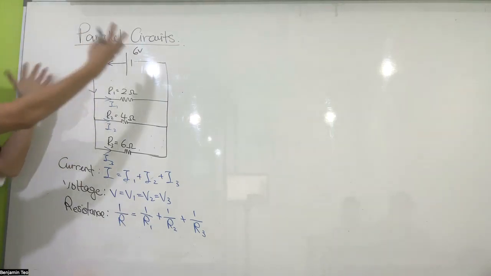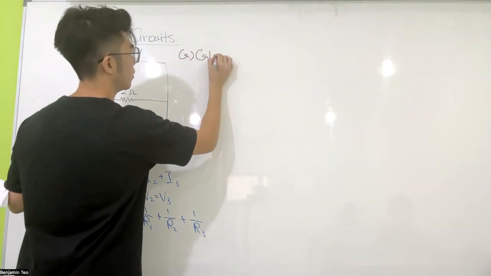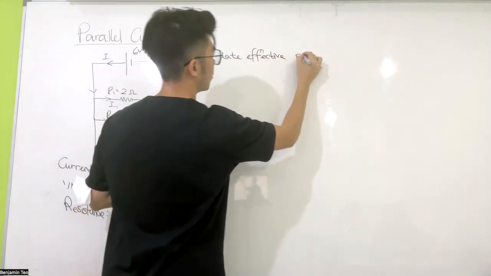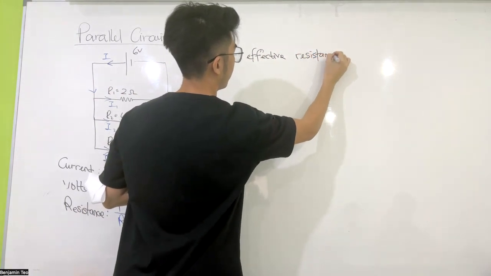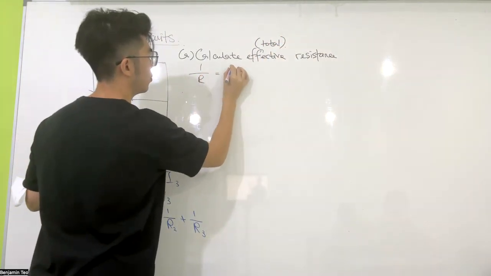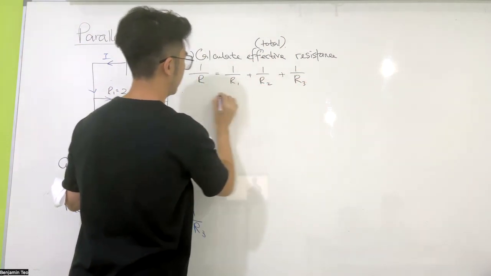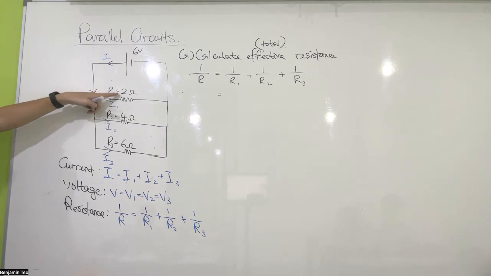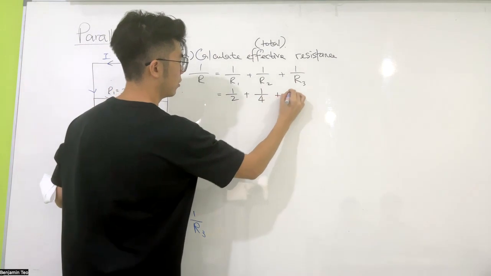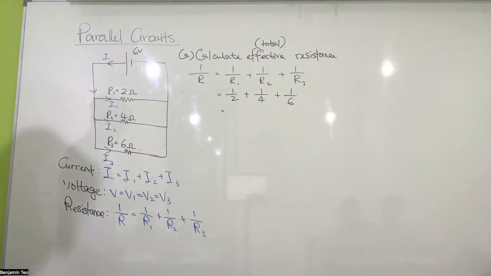Let's say I want to find the total resistance of this circuit. Calculate the effective resistance. Total, okay? So we do 1 over R equals 1 over 2 plus 1 over 2 plus 1 over 4 plus 1 over 6. Okay, how much is this?